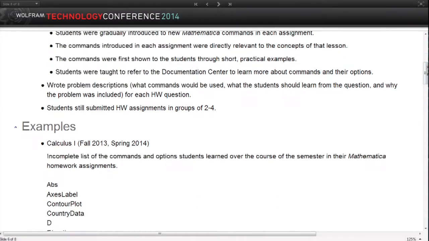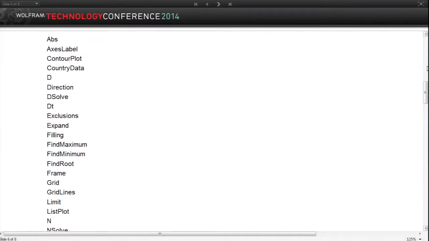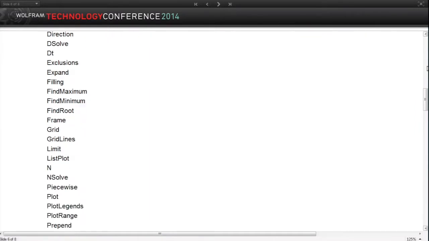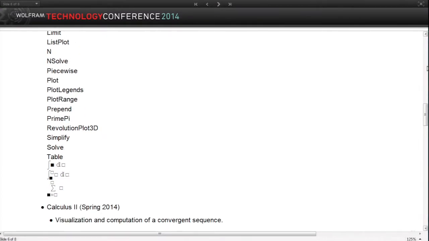I went down and I just tried to type from memory a sampling of the commands that students learned. This is in Calc 1 over the course of last fall and last spring. So those are some of the commands that the students learned. And there are certainly ones that you might expect to see, so the plot command and some of the options. And then one, the prime pi, that came up in a random problem, but it was still one that the students got to use, so it was kind of fun.